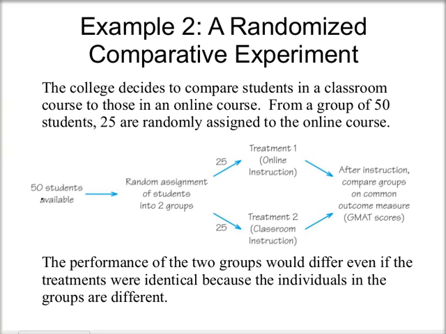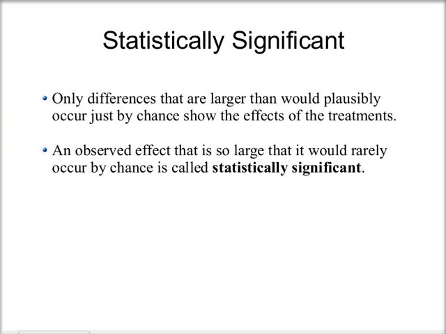Keep in mind that the performance of the two groups would differ even if the treatments were identical, because the individuals in the groups are different. So, for any two groups of students, there's going to be a difference in their average test score. And we want to think about how much of a difference is significant. And when doing an experiment, we want to show that a treatment's effect is statistically significant. So only differences that are larger than would plausibly occur just by chance show the effects of the treatment.